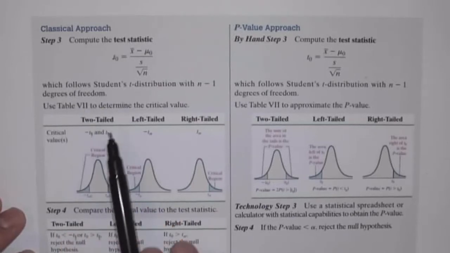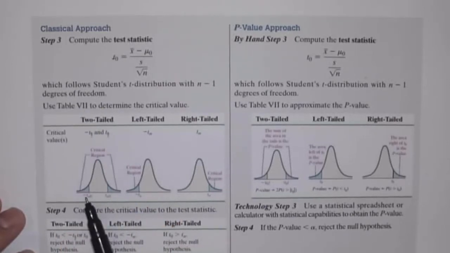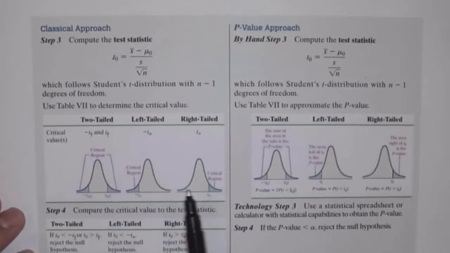Now, if we're using the classical approach, we need to find the critical values. So if we're doing a two-tailed test, alpha will be split between the two tails, and we'll find the two critical values. If we're doing a left-tailed test, then alpha will be the area in the left tail, and we'll find this critical value, which should be a negative t-value. And if it's a right-tailed test, then alpha will be the area in this right tail, and we'll find t sub alpha, which is going to be that critical value. Again, this is just like what we did when we were doing confidence intervals.